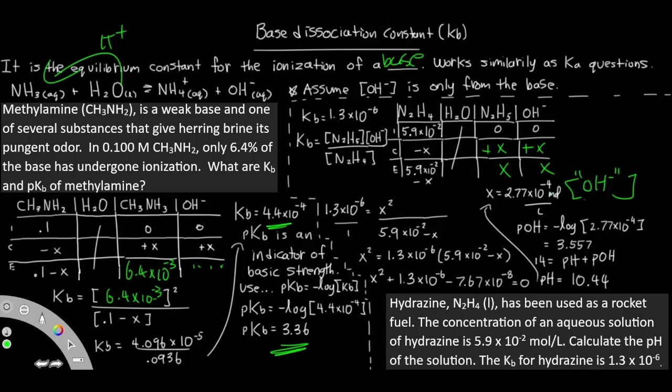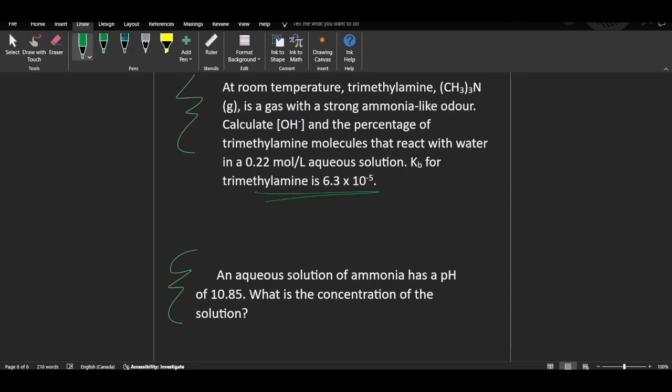Well, I can put this into our pOH formula in order to find the pOH, so I end up getting 3.557. Now I can isolate using this formula over here to find my pH, and I find out that it is 10.44. Please try these two questions on your own.